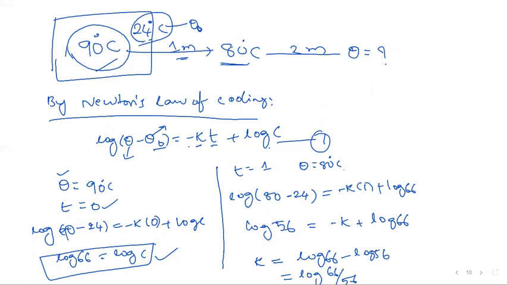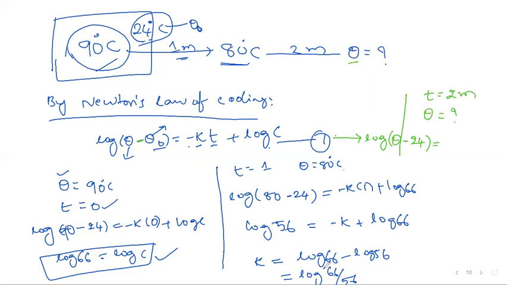So next, continuing, to find the temperature of the cup of coffee after 2 minutes, the time t is equal to 2 minutes. Theta, the temperature of the cup of coffee, we have to calculate. We don't know theta. Now substitute in equation 1 again. Log of theta minus theta naught, and theta naught is the room temperature, which is always the same, 24, is equal to minus kt.